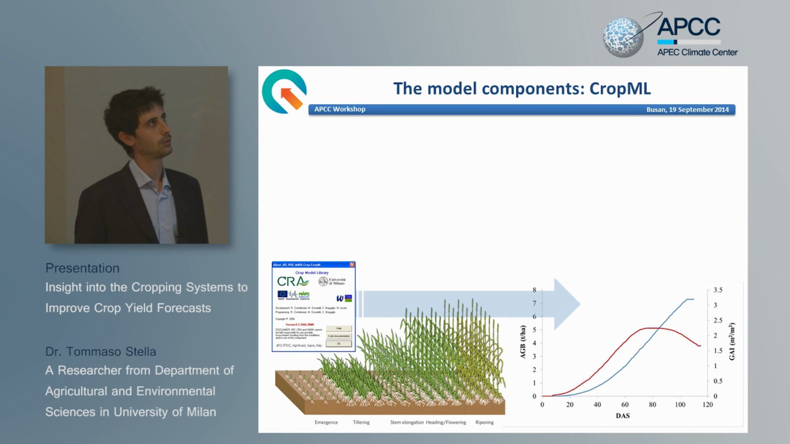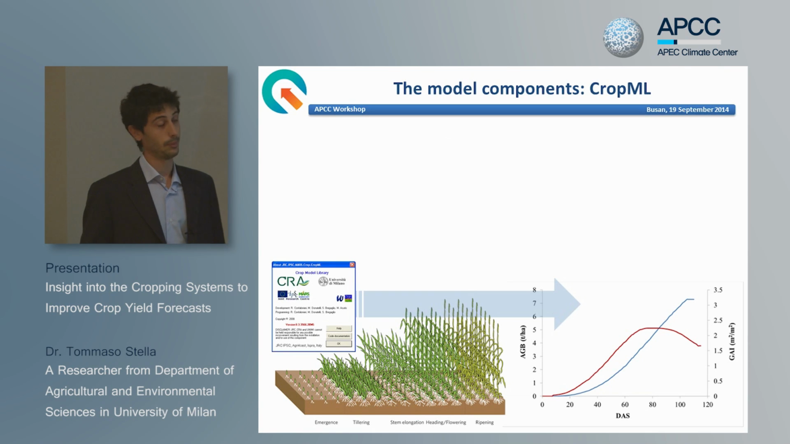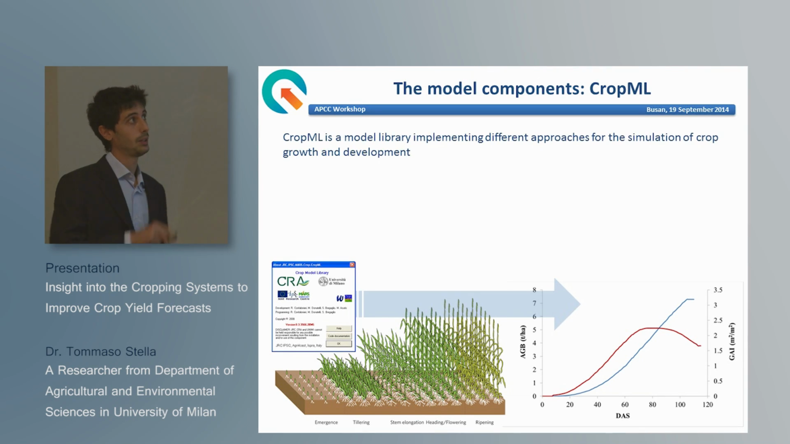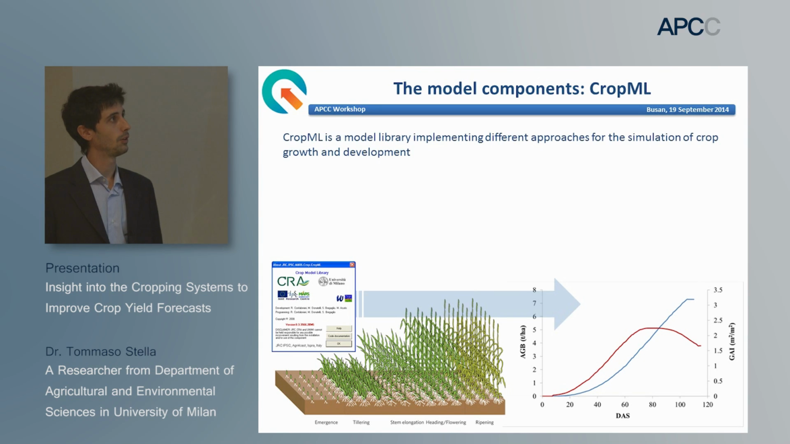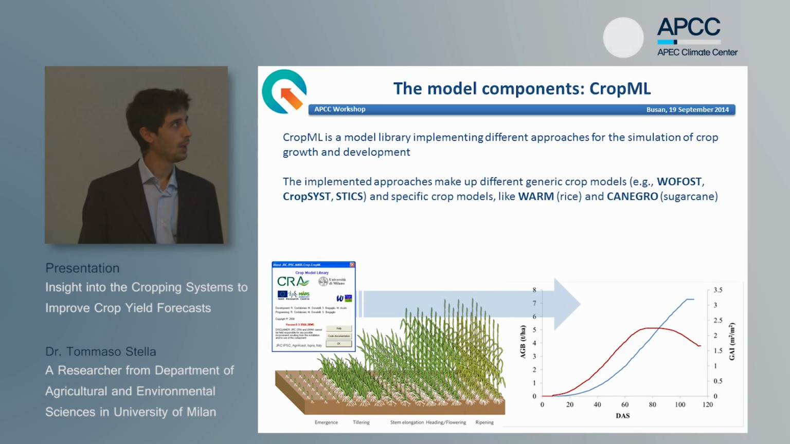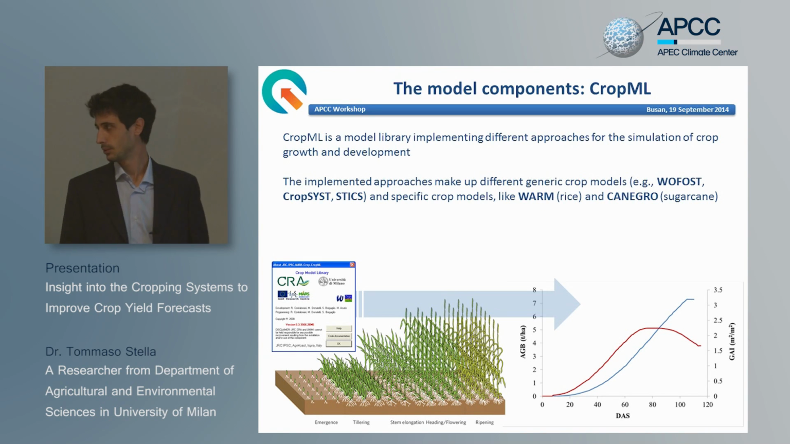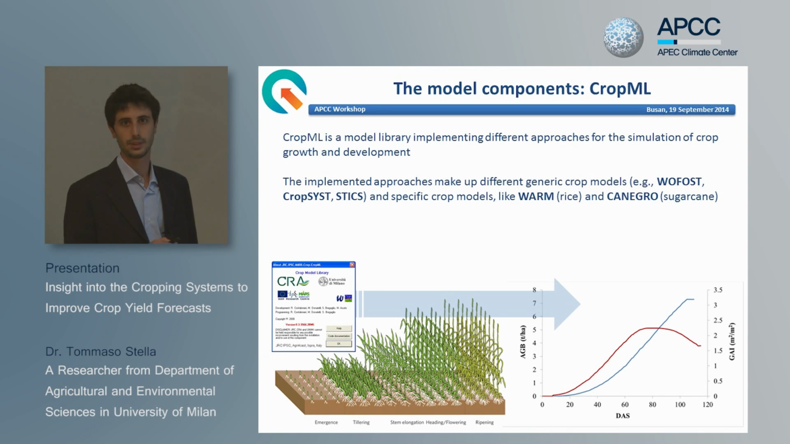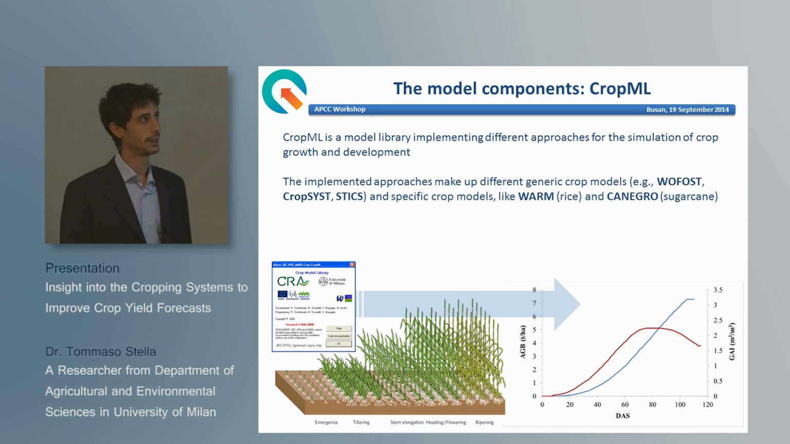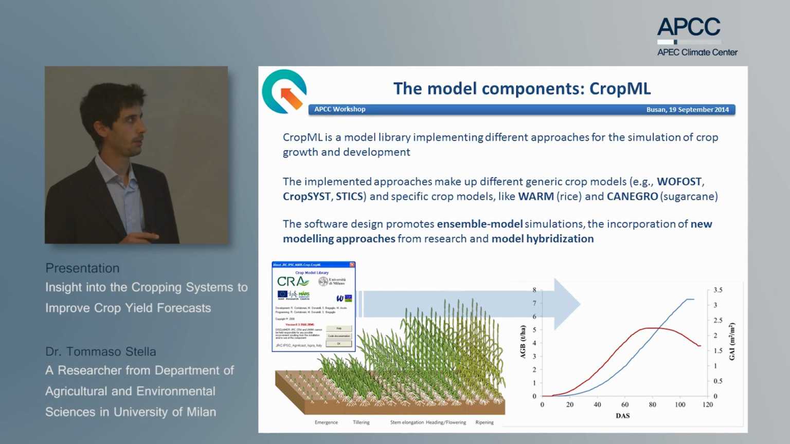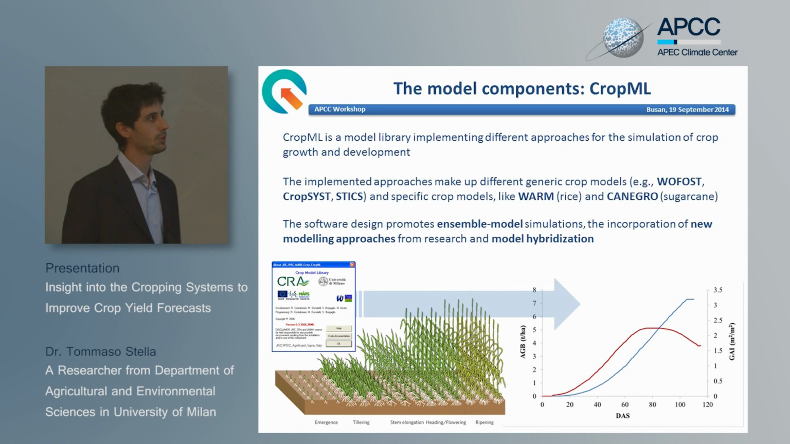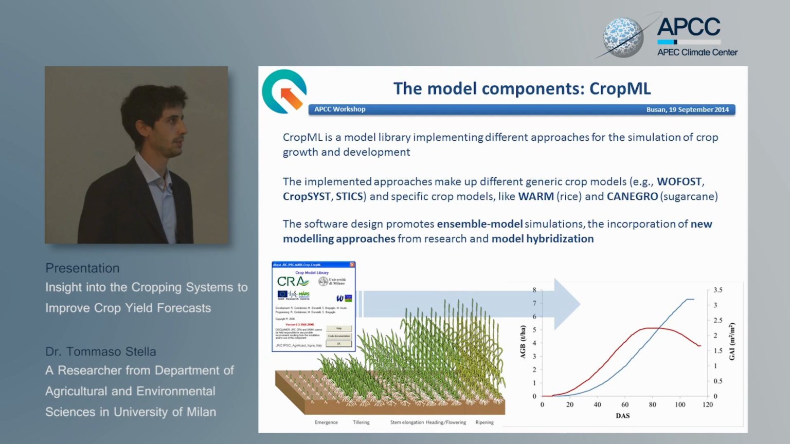So the first one is CropML, Crop Model Library. CropML is a model library implementing different approaches for the simulation of crop growth and development. The implemented approaches make up different generic models like WOFOST, CropSyst, or STICS, and some specific crop models like WARM, the model we use for the simulation of rice, of the rice cropping system, and CANEGRO, specific for sugarcane simulation. The software design promotes ensemble model simulation, the incorporation of new modeling approaches from research, and model hybridization, as I told you before.